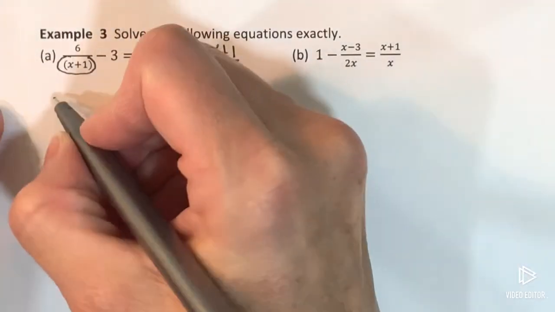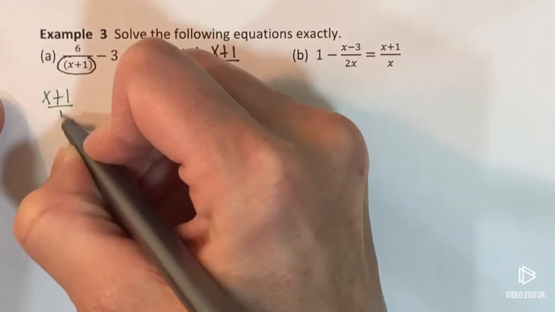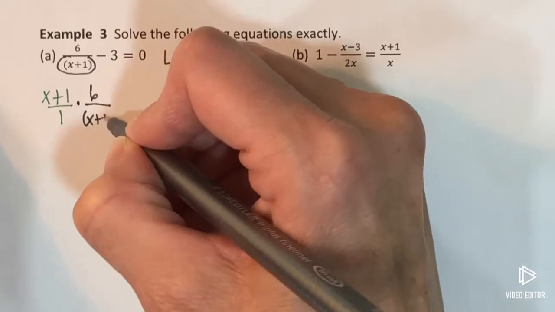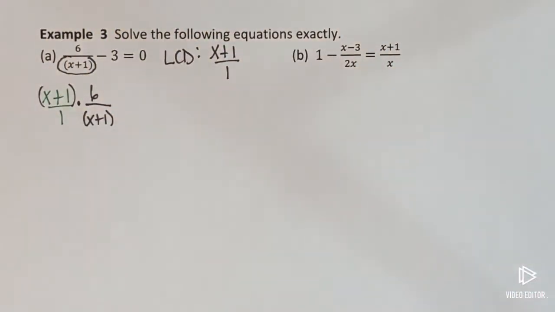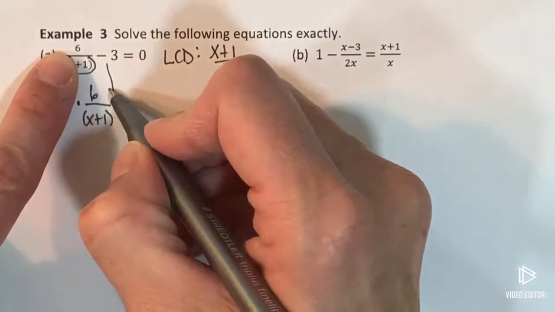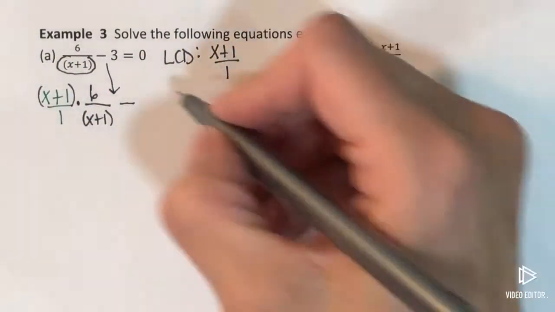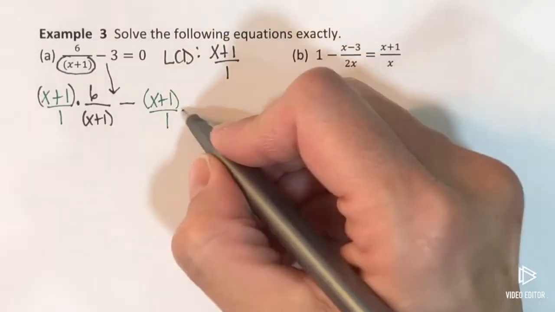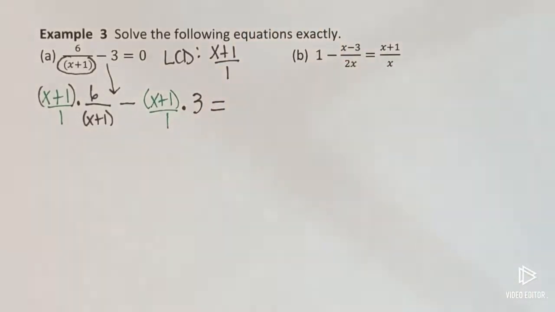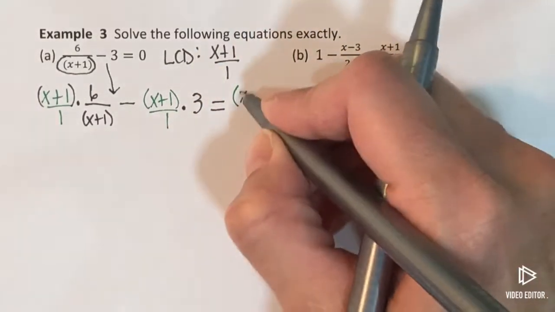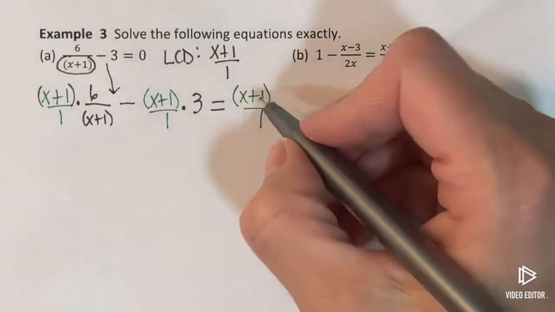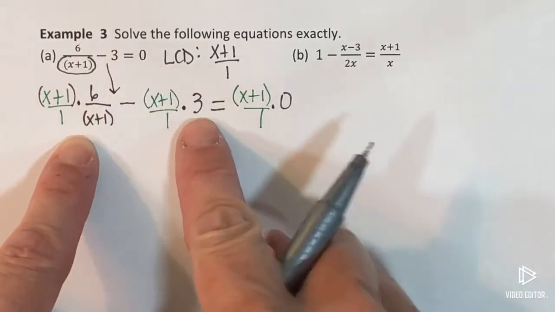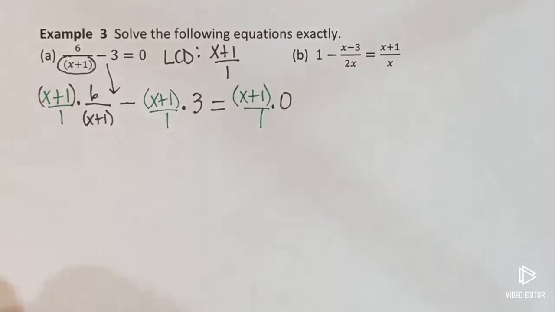So I'm going to take every term and multiply it by x plus 1 over 1. Let me do this in a different color so we can see. I have x plus 1 over 1 times 6 over our original x plus 1. And if it helps you to put parentheses around it, that's fine. Keep your sign, so minus x plus 1 over 1 times 3 equals x plus 1 over 1 times 0. So notice I have my 6 over x plus 1, my negative 3 right here, my 0 right there.